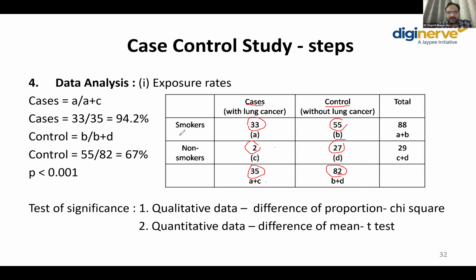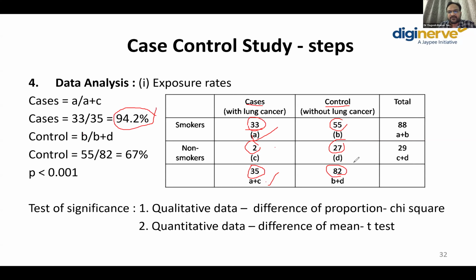What will we do? We will calculate the exposure rate. Exposure rate means exposed in the cases and exposed in the control. So in 35 cases, 33 persons were exposed to smoking. So 33 upon 35 will be our exposure rate for cases. We will do A upon A plus C. Here A is 33, A plus C is 35. So we find that 94.2% of persons were smokers in the lung cancer group.